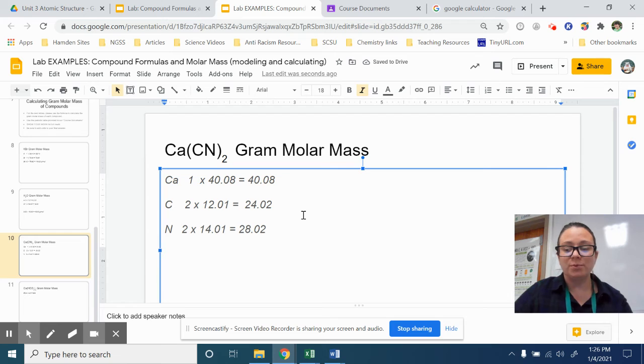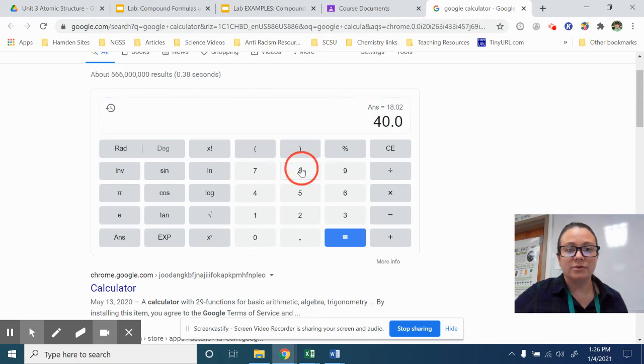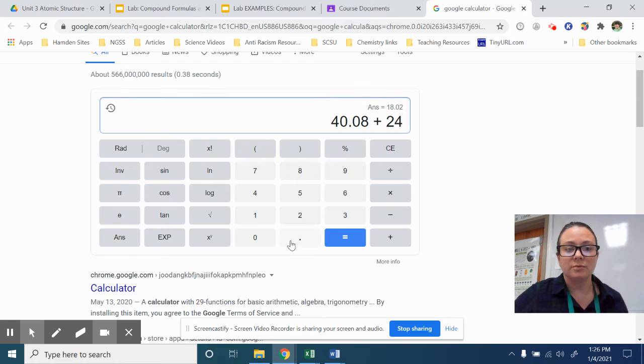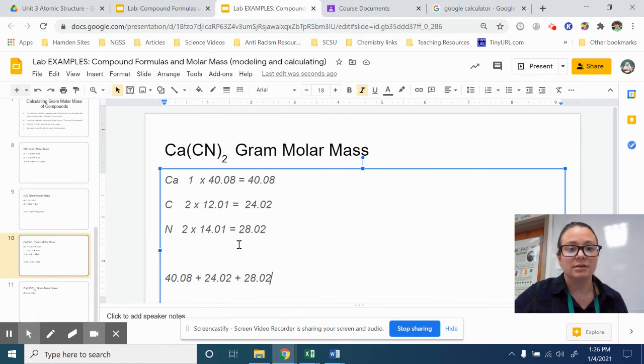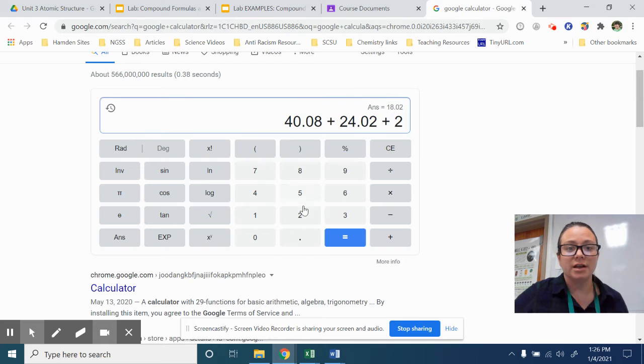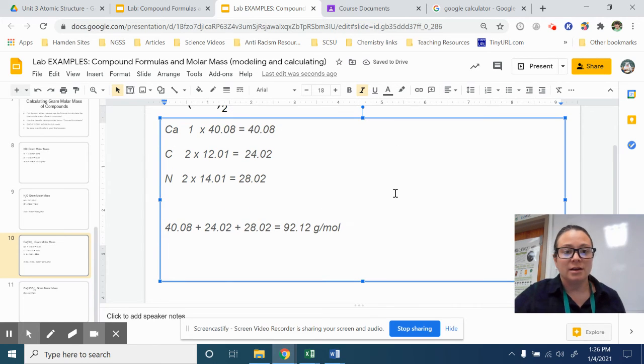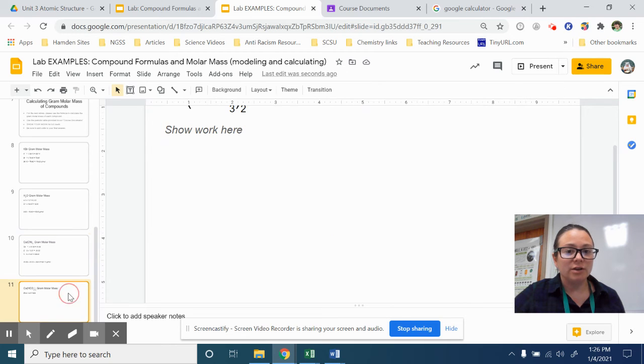All right, now that I've multiplied through, I need to add them all up. 40.08 plus 24.02 plus 28.02. All right, let's add them up. 40.08 plus 24.02, plus 28.02 equals 92.12, and my units are the same, grams per mole. All right, one more slide to go, let's do it together.